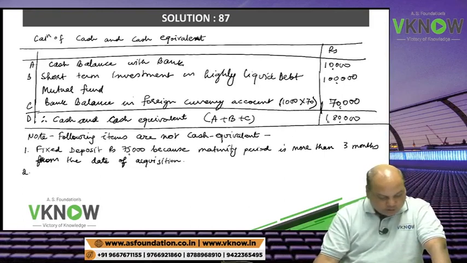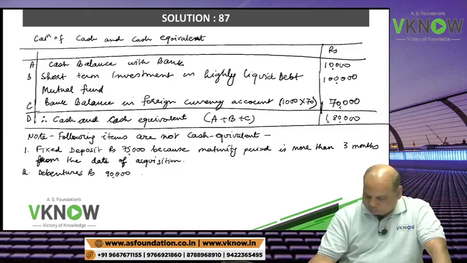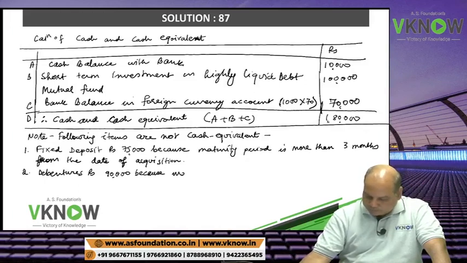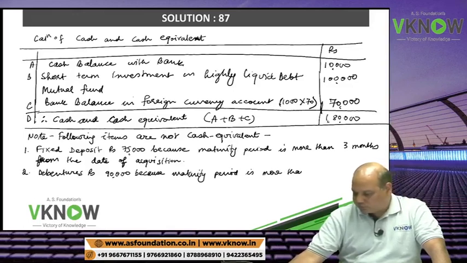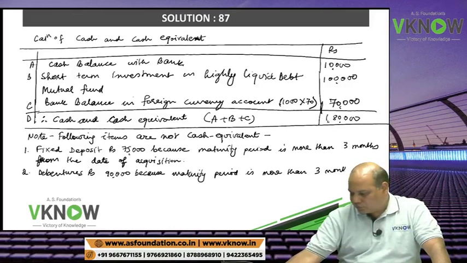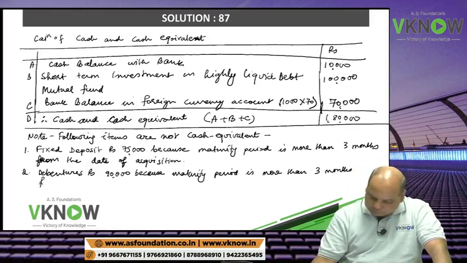Then second point, write down debentures rupees 90,000, because the maturity period is more than 3 months from the date of acquisition.